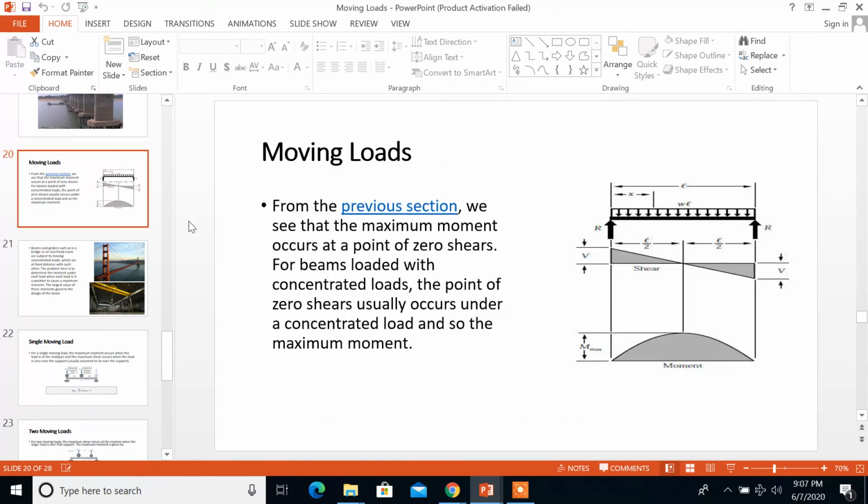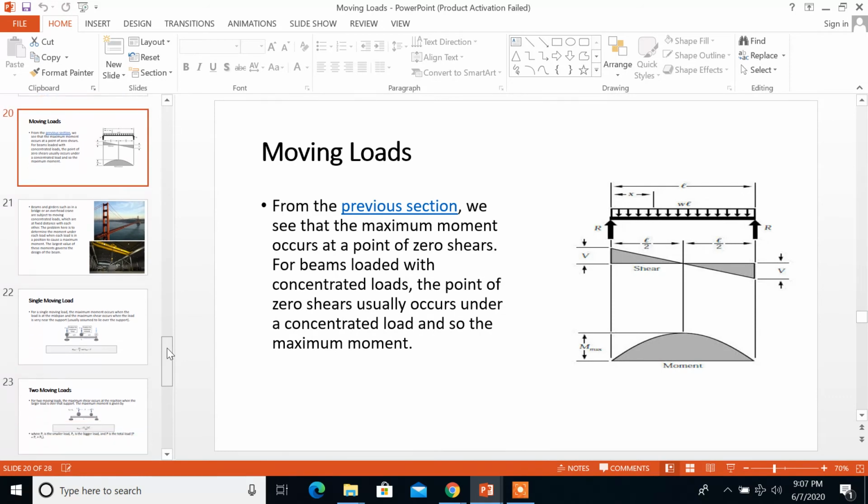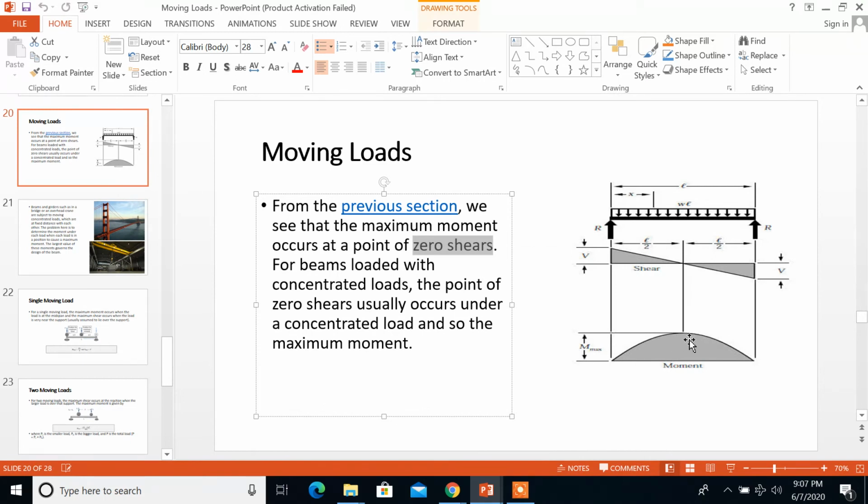Then next, punta na tayo sa moving load. So, for the principles of moving loads. From the previous section, we see that the maximum moment occurs at a point of zero shear. So, di ba, na-discuss na natin kung nasaan yung maximum or kung nasaan yung zero shear. So nandoon yung ating maximum moment.